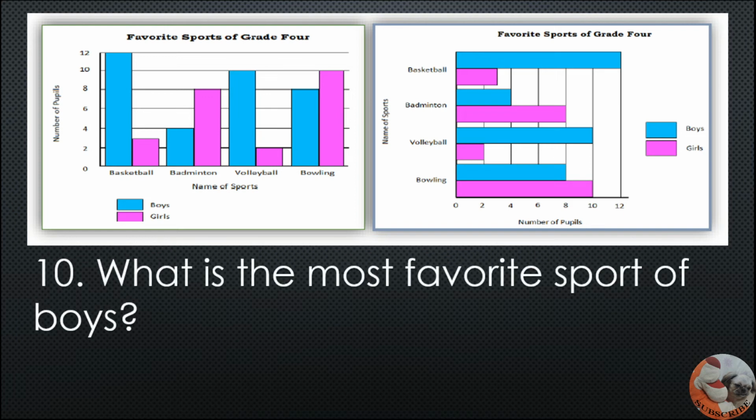Number 10. What is the most favorite sport of boys? Here are the data of boys. You can see that the longest bar is basketball. Your answer will be basketball.